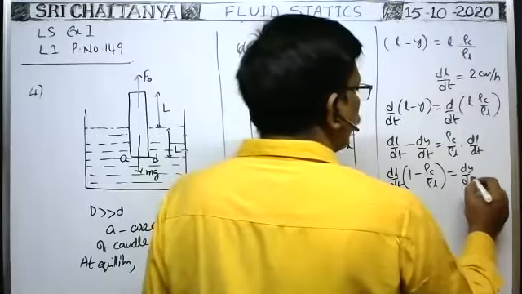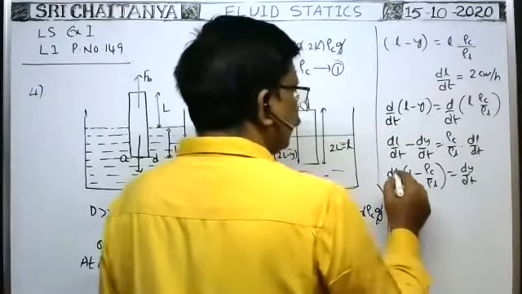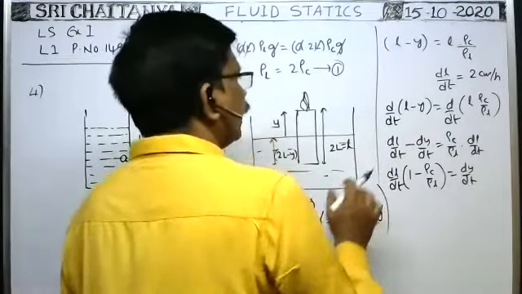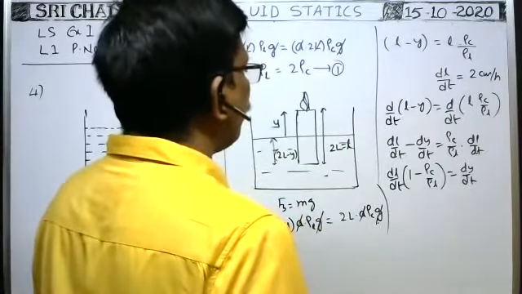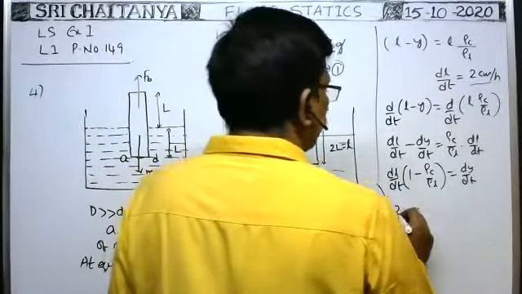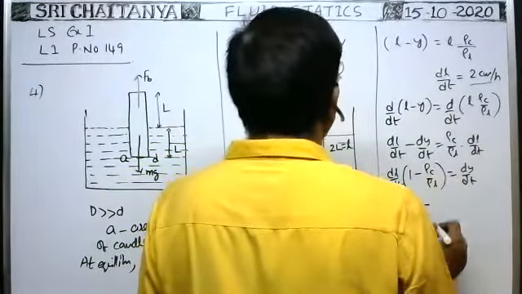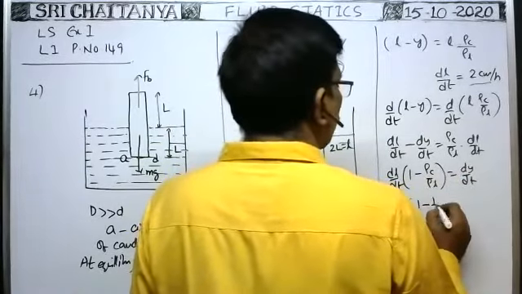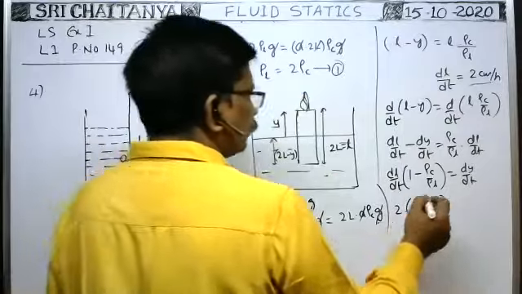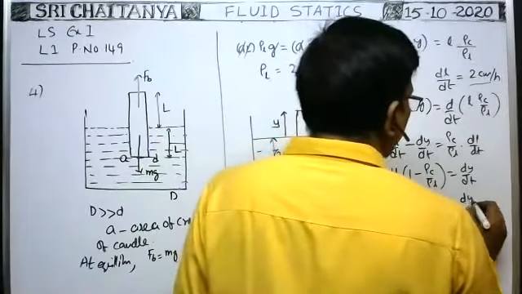Now we substitute the data. dL by dt, rate of melting of the candle, that is given as 2 centimeter. You write 2 into (1 minus rho C by rho L). Rho C by rho L is equal to 1 by 2, no, because rho L is equal to 2 rho C. Rho C by rho L is equal to 1 by 2. That is equal to dy by dt.